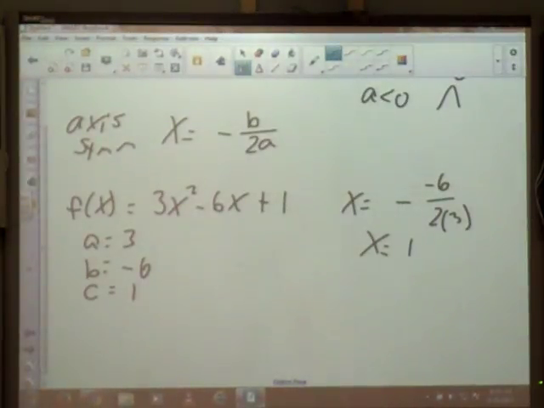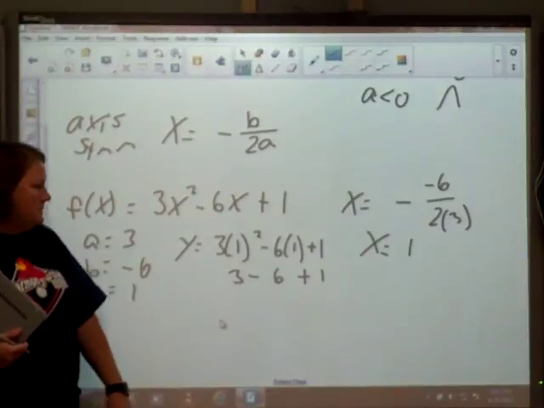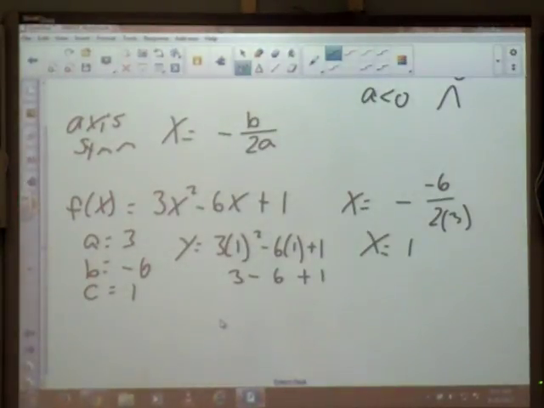So we'll have y is 3 times 1 squared minus 6 times 1 plus 1. 3 times 1 is 3. No, negative. You don't have to square that 3? We squared the 1. Oh, okay. That's a good question. Getting everybody straight on that.